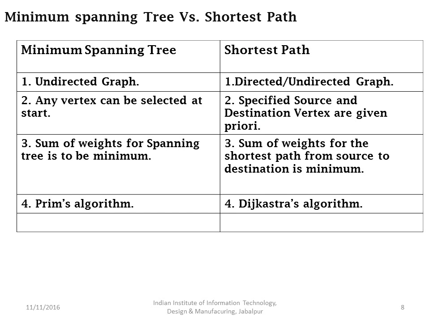So before going to solve this problem, we will discuss the difference between the minimum spanning tree and the shortest path. In case of minimum spanning tree, we can solve it on an undirected graph, whereas shortest path can be solved on directed as well as undirected graphs. Any vertex can be selected at start in the minimum spanning tree, but in the shortest path problem, the source and the destination vertex are given a priori, and we have to find the shortest path between the source node and the destination node.